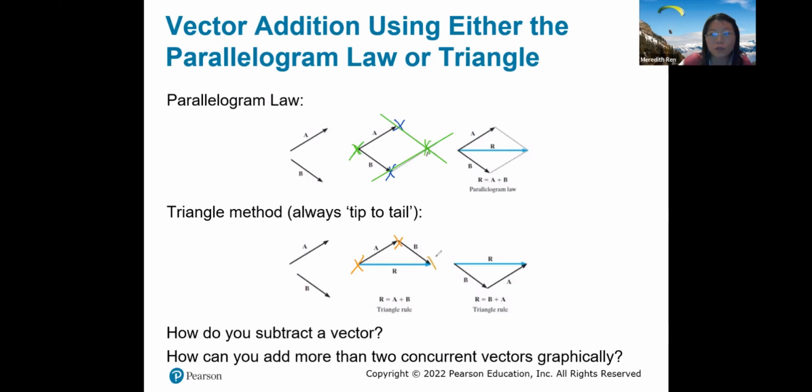Now, after you finish your vector B, connect the starting point and the ending point. That gives you the resultant vector R.